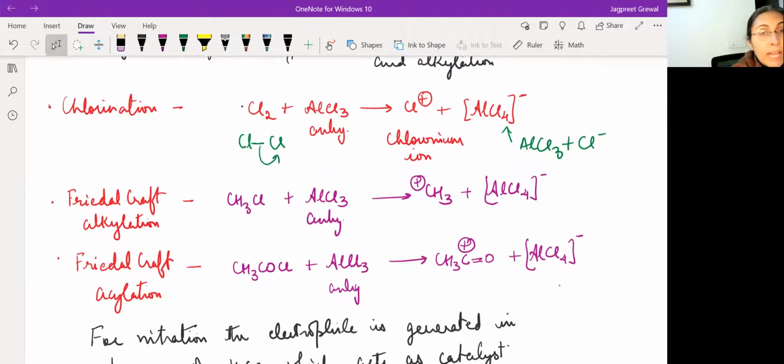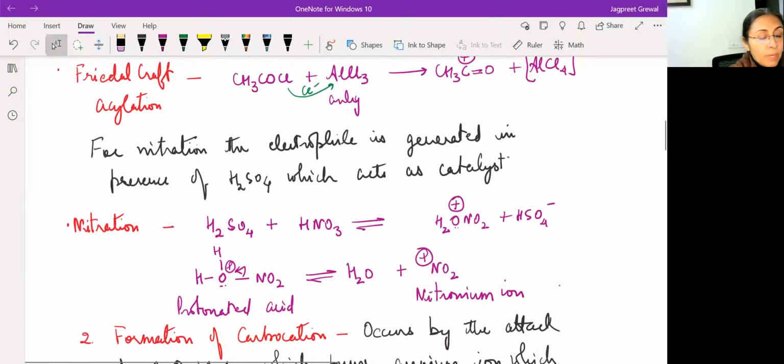Next is for Friedel-Crafts alkylation and Friedel-Crafts acylation. We substitute the acyl group or alkyl group again in presence of anhydrous AlCl3. Being electron deficient, it is a Lewis acid, anhydrous AlCl3. So what will it do? It will pull out chlorine along with these electrons. So this Cl negative goes here and you are left with the carbocation. Similarly, in this case also, Cl negative will be taken up by AlCl3, and you are left with this carbocation.